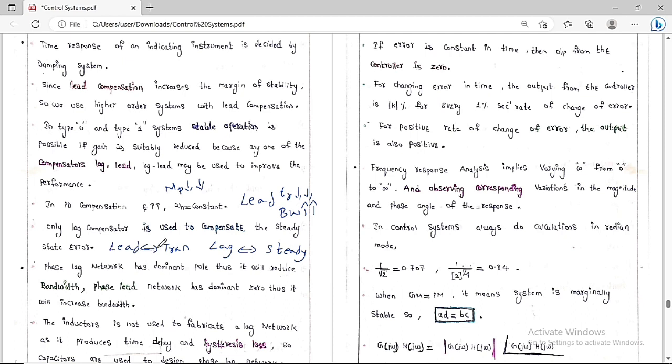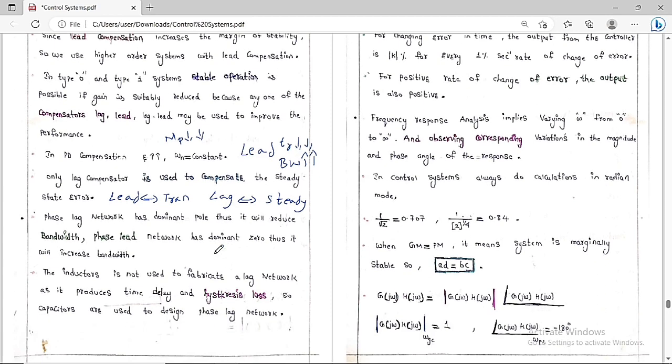The lead compensator is used to improve only the transient response and it degrades the steady state response to a smaller extent. Whereas the lag compensator is used to improve the steady state response, but it degrades the transient response to a smaller extent. Improving the steady state response means decreasing the steady state error, so only the lag compensator is used to compensate the steady state error. The next point is, phase lag network has a dominant pole, thus it will reduce bandwidth.